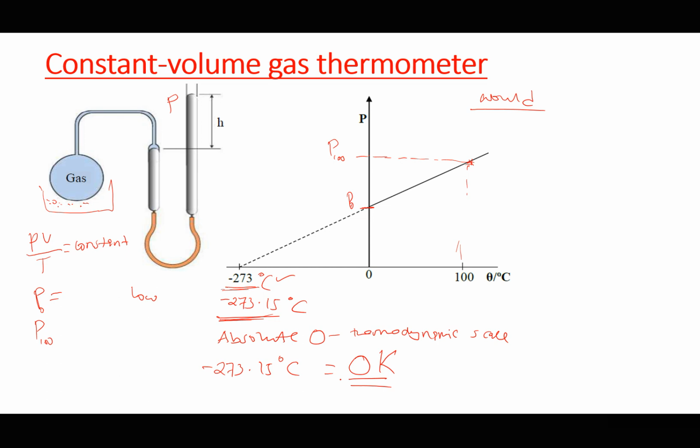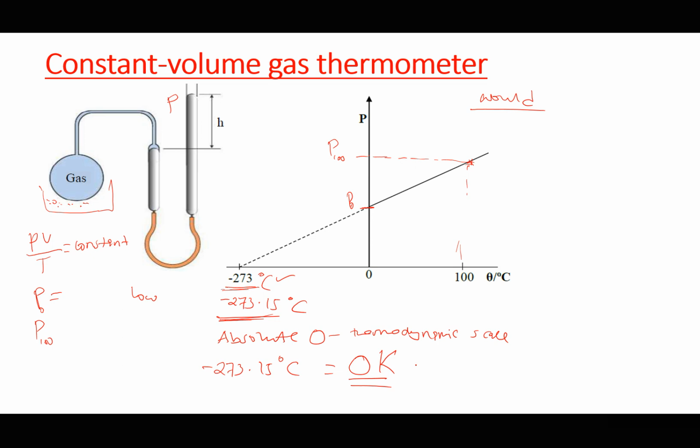It is called absolute zero simply because it does not depend on any particular substance. It does not depend on any thermometric property. In fact, you can see we reached -273 by just extrapolating our graph. So perhaps we can say -273 is simply an extrapolated value.